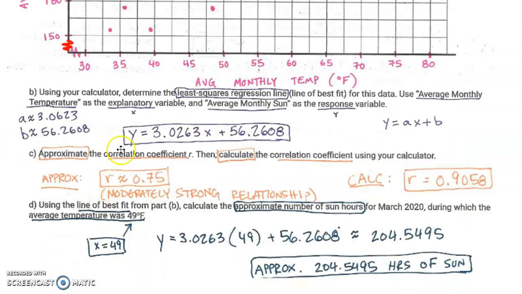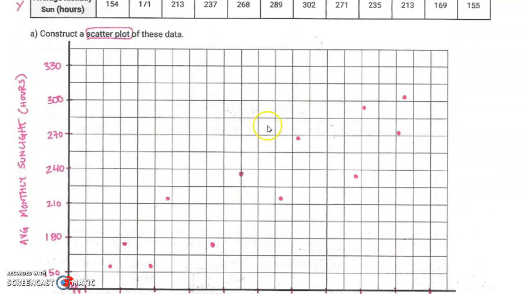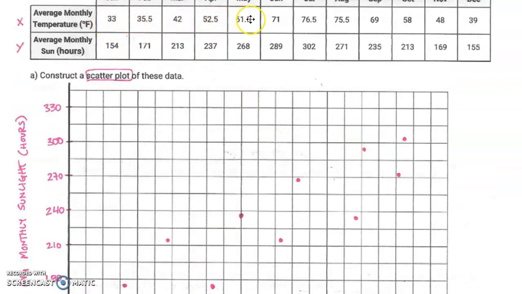For letter B, we talked about least squares regression lines or line of best fit in the notes. All you have to do is go to your calculator. You're going to press stat, edit, to put in the information. You put in this information. L1 is all of these numbers. That's the x values. And L2 is all of these numbers.